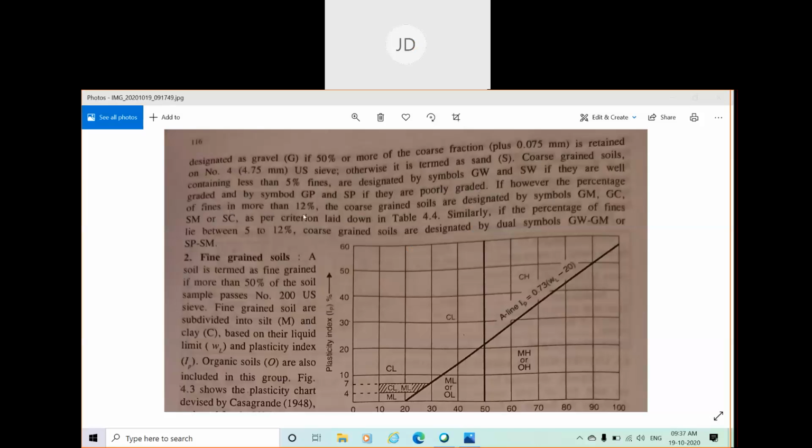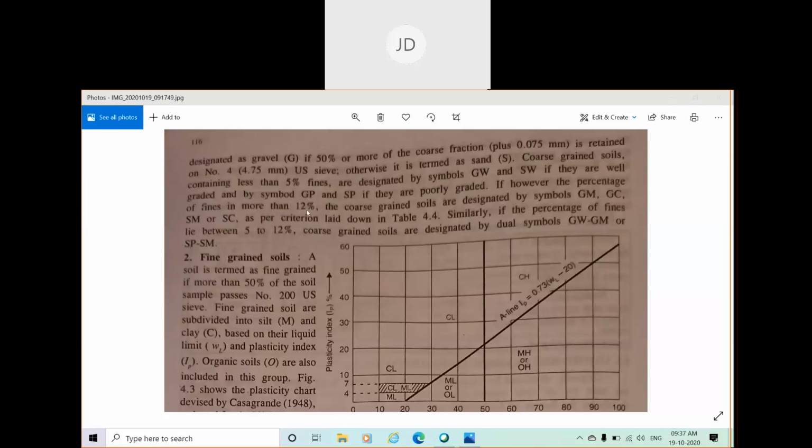Now, considering the same type of soil, if it contains more than 12% fine-grained soil, then the coarse-grained soil is designated by the symbol GM or GC. That means if the presence of fines is more than 12%, we have to consider the effect of fines in that type of soil. We cannot ignore the presence of fines if the percentage of fines is more than 12%.